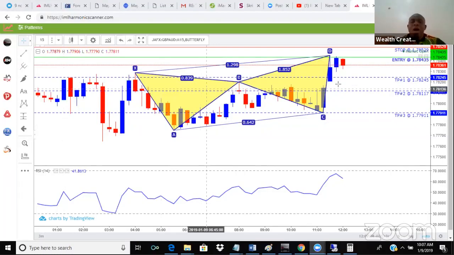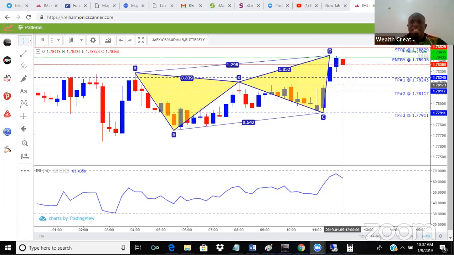You need to have your IML Harmonics Scanner activated. You log into imlharmonicscanner.com, and once you log in, you will set up these settings on it. So let me share the screen and we can take it from there. Great. So now I've logged into my Harmonics Scanner, and these are the default settings that I have.